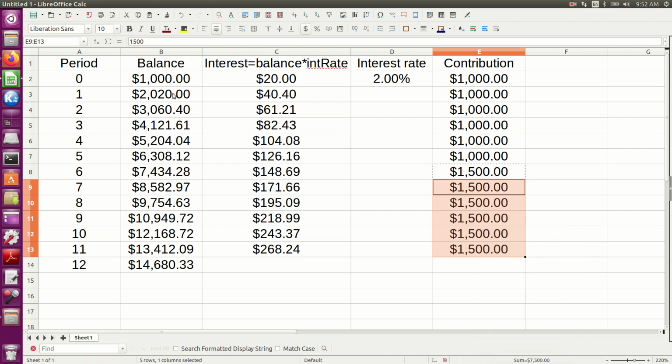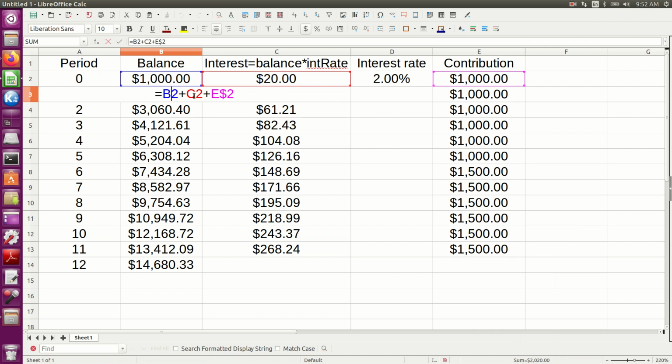Now what I can do is actually go here, change the formula, and this time I really do want it to update to the next row. Instead of always looking at that 1,000, I want it to look here at this 1,000, then at that 20, and then at this 1,000 here, and then the next time I want it to look at the next row down.